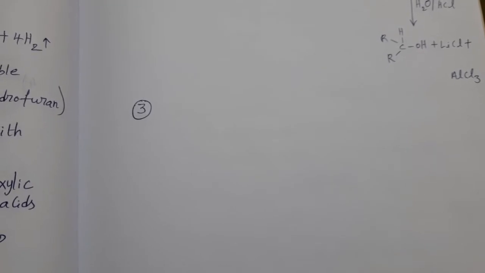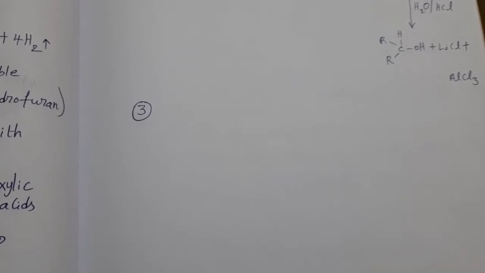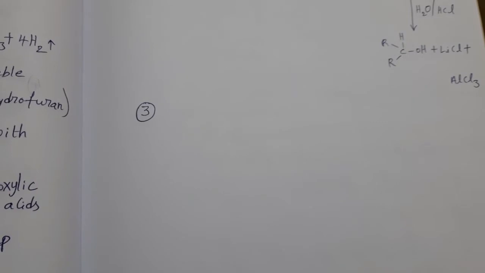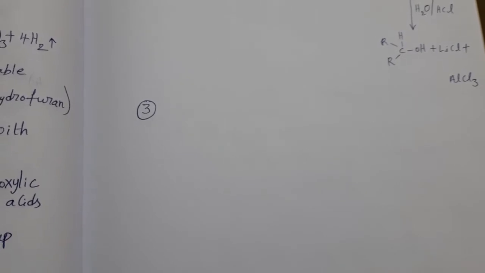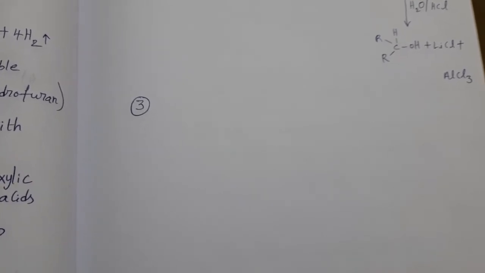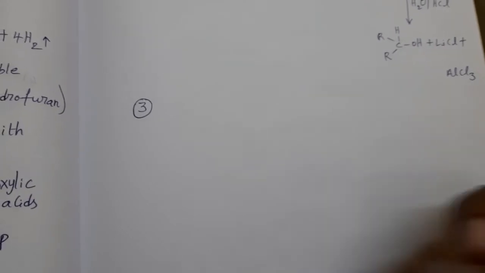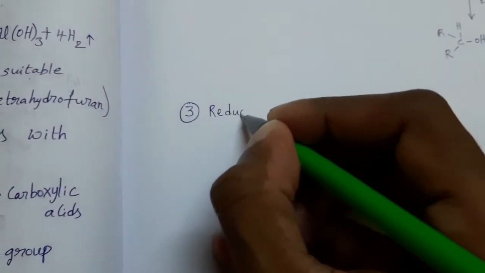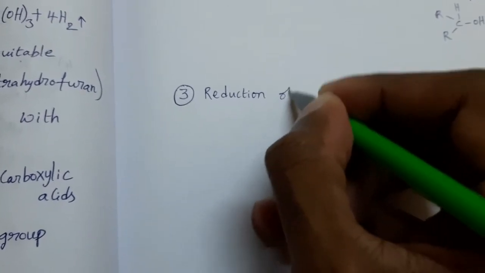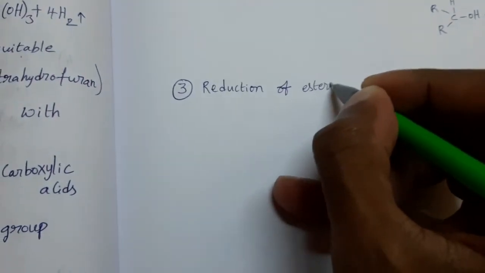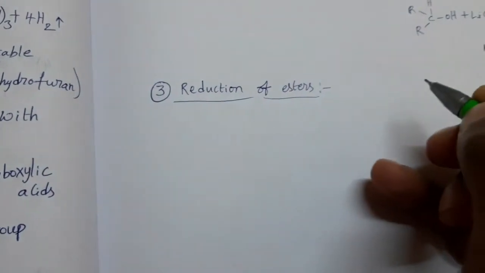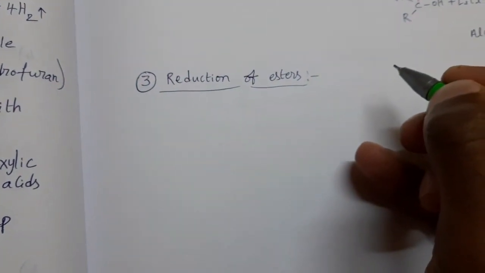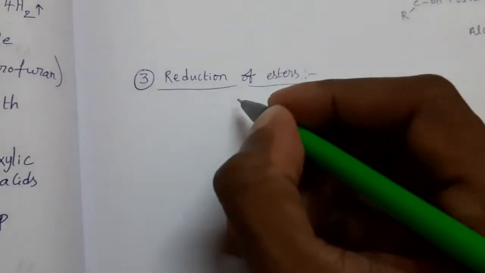In the last class, we completed reduction of aldehydes and ketones with LiAlH4. Now see the next functional group, reduction of esters. Reduction of esters. Esters are reduced to primary alcohols with LiAlH4.